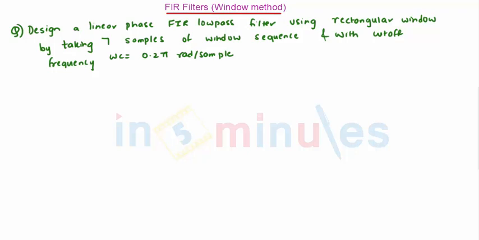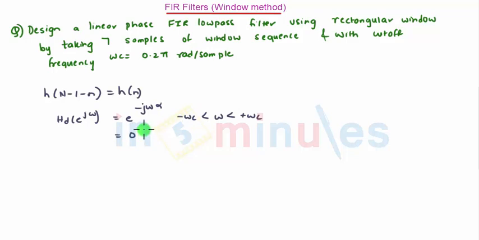Now let us choose a symmetric impulse response with the symmetric condition given as h of n equals h of N minus 1 minus n. Therefore, the desired ideal frequency response, that is Hd of e raised to j omega for the FIR low pass filter, is given as e raised to minus j omega alpha, where omega ranges from minus omega c to plus omega c, and this function is 0 otherwise.